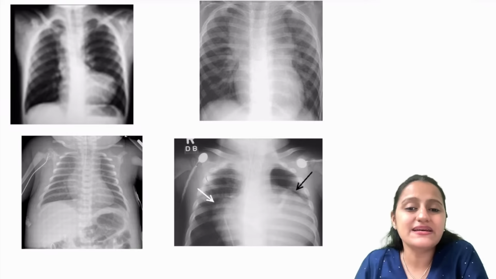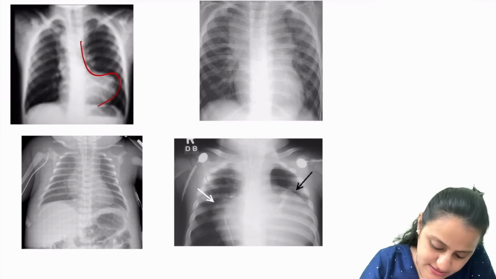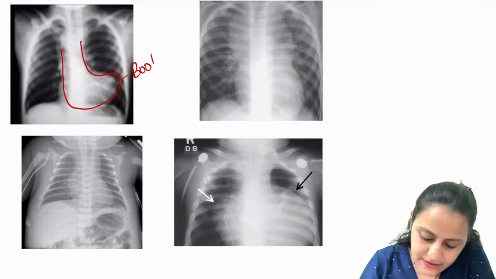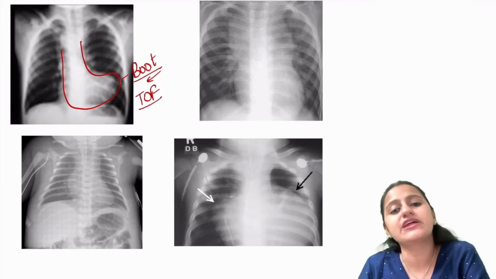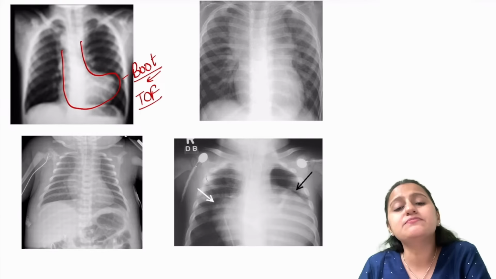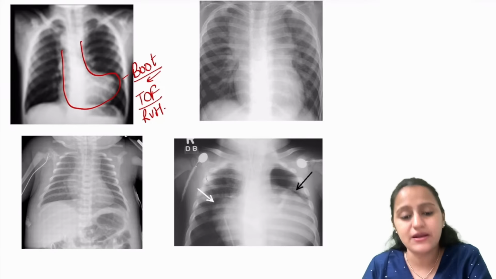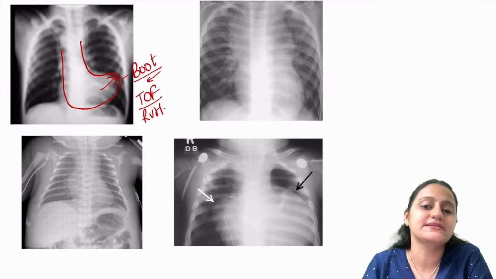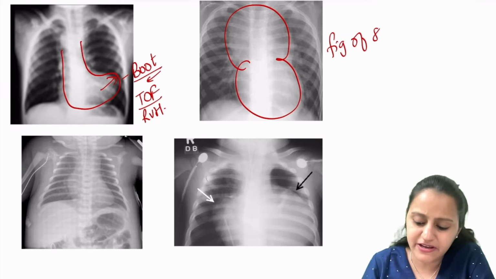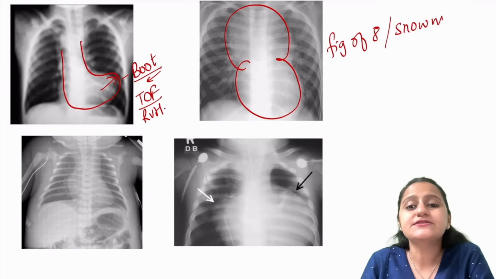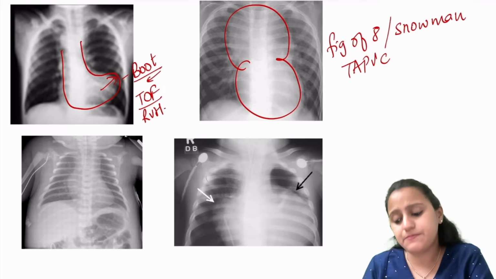Okay, coming to the various heart appearances in congenital heart disease. First one here, this is a boot shape heart. Remember boot, if you invert it, it becomes TO. This is seen in TOF, tetralogy of Fallot. Why do you see boot shape in TOF only? Because TOF has RVH, right ventricular hypertrophy, which takes the apex up. This is the figure of 8, right figure of 8, also called snowman heart, which is seen in TAPVC. What type of TAPVC?